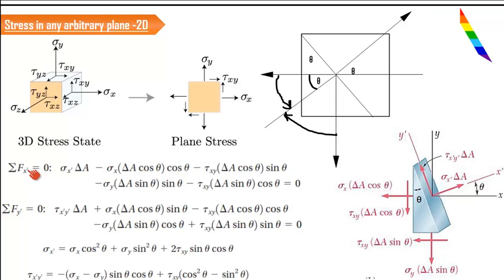If you understand this x dash direction, it is easy for you to understand the y dash direction. So let us take the y dash direction, this direction. So the force acting in the y dash direction is tau x dash y dash delta a. Okay, that is in the positive sense, positive value. Now we have to resolve the sigma x delta a cos theta into this particular plane. We have to resolve this into this particular plane.